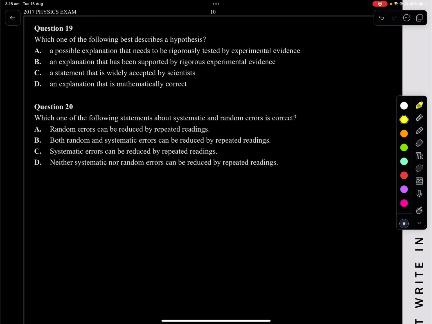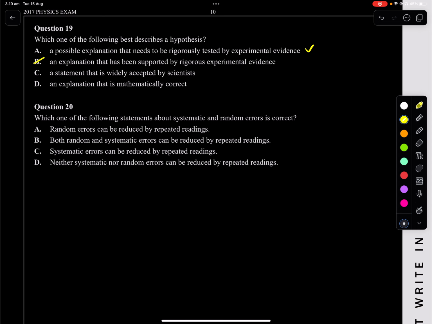Question 19. Which of the following best describes a hypothesis? It is a possible explanation that needs to be rigorously tested by experimental evidence. Yes, it's true. An explanation that has been supported by rigorous experimental evidence. No, when we make a hypothesis, we're making a general assumption. By knowing theory, you're assuming that this will happen. So it's not an explanation that has been supported by rigorous experimental evidence.